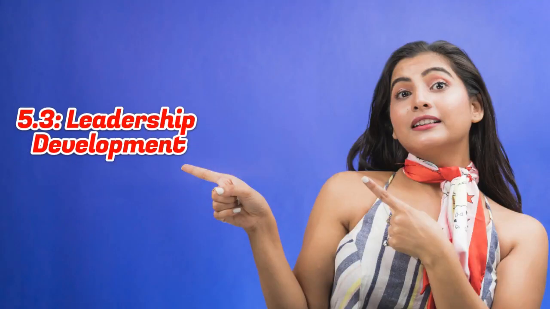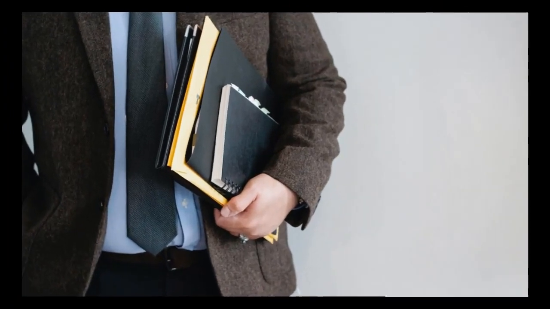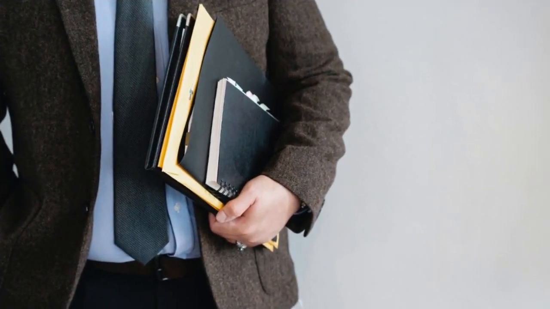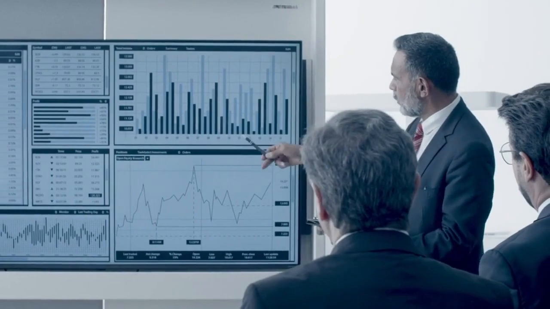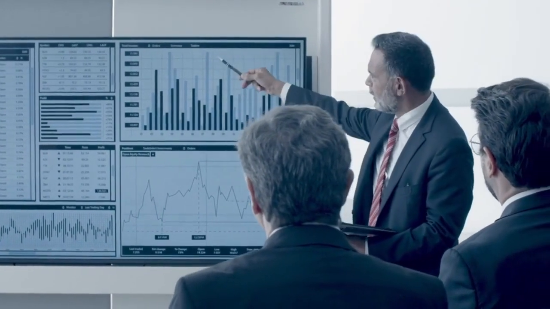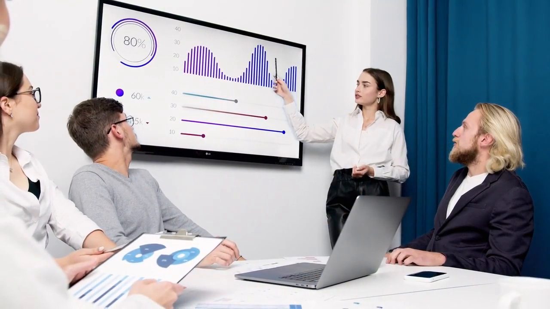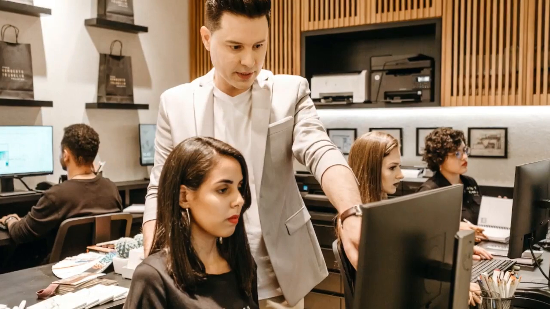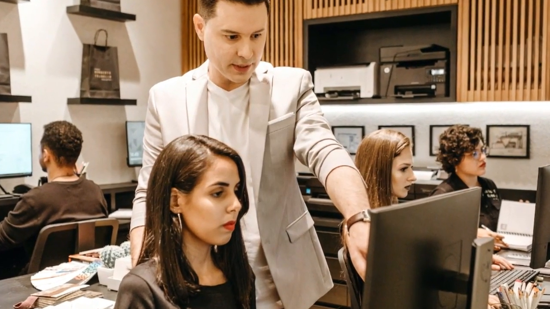Subsection 5.3. Leadership development. Effective leadership is essential for organizational success. Industrial organizational psychologists contribute to leadership development programs by identifying leadership competencies, conducting assessments, and providing coaching and feedback. These initiatives enhance leadership skills and foster a positive and productive organizational culture.